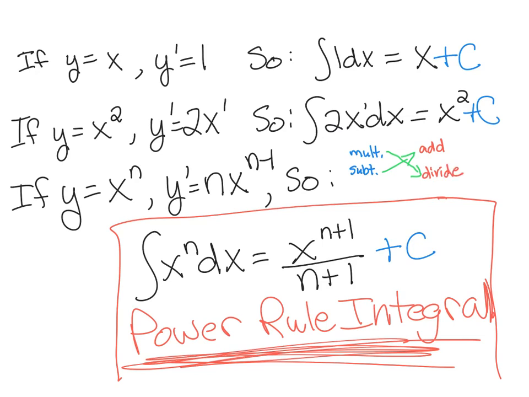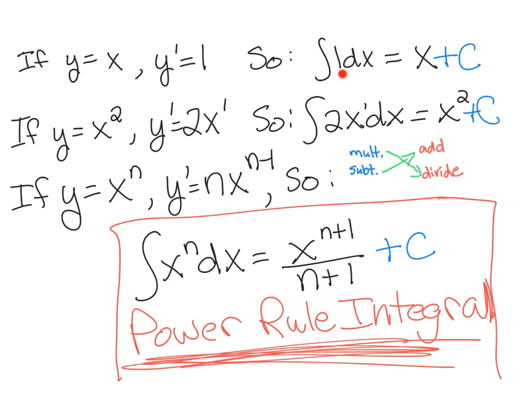So the process of doing an antiderivative on a power rule derivative is down here. This is the power rule integral. If I have x to a power, dx, I'm going to add 1 to the power first, then I'm going to divide by the new power. Isn't that what we did here? We added 1 to this and got x squared, and then we divided by the new power 2, which canceled that out and gave me this.